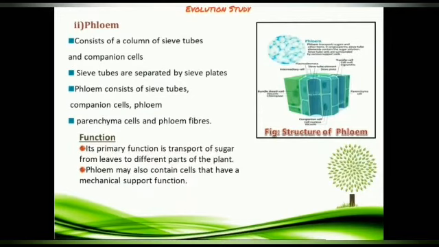Phloem. It consists of a column of sieve tubes and companion cells. Sieve tubes are separated by sieve plates, and the phloem consists of sieve tubes, companion cells, the parenchyma cells and the phloem fibers as well. Their function is to transport the sugar from the leaves to the different parts of the plant. Phloem may also contain cells that have a mechanical support function.